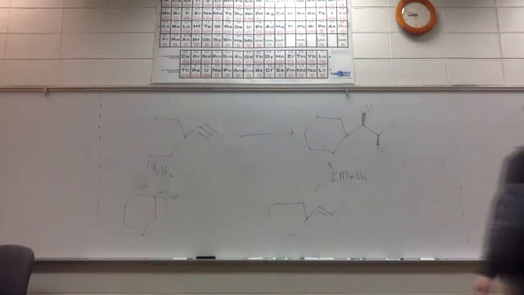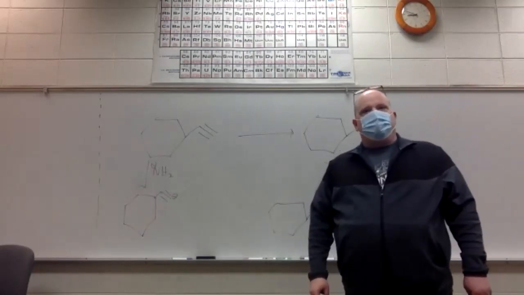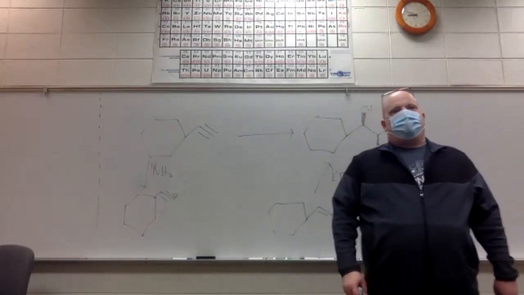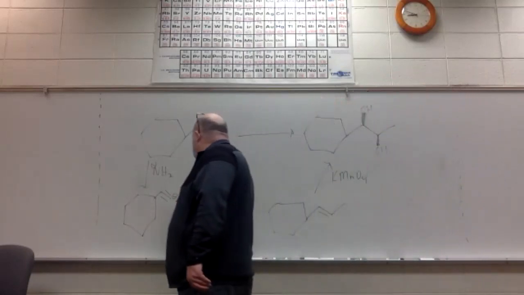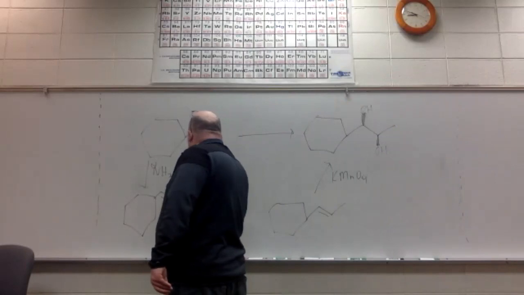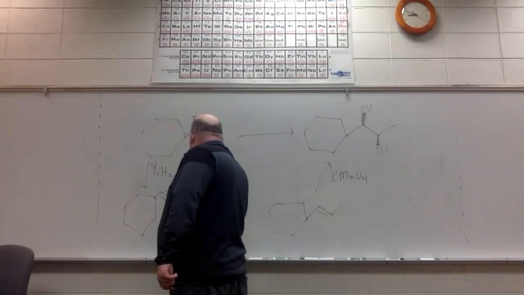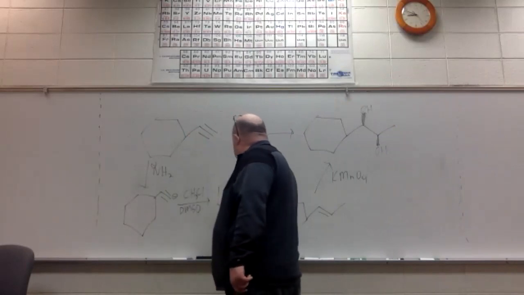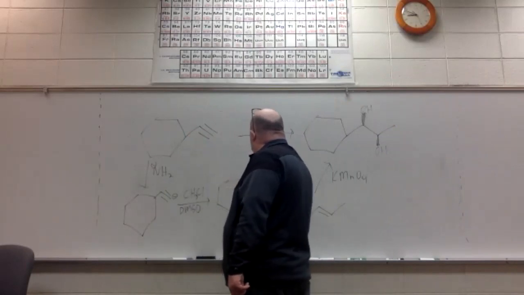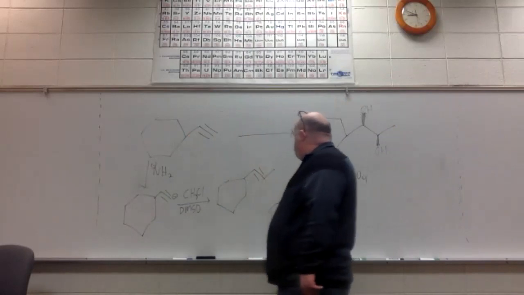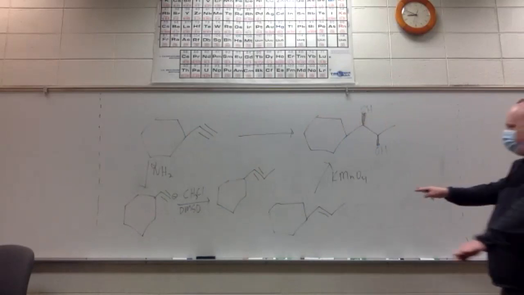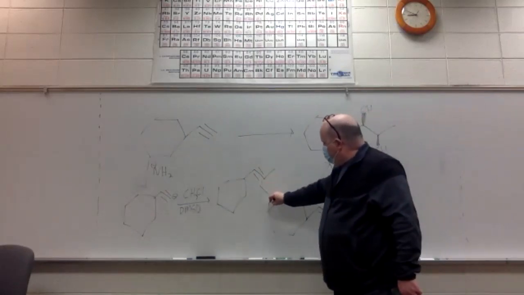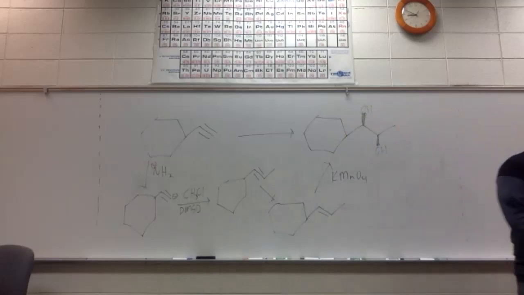Okay, and what would be attached to the methyl group? Halide, right? An alkyl halide, a 1-carbon alkyl halide. And boom, you've got the right number of carbons. Now you just need to link these together somehow. How do you get from here to here? How do you get from an alkyne to an alkene?